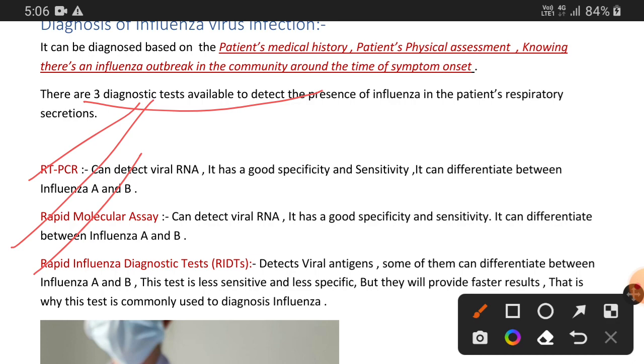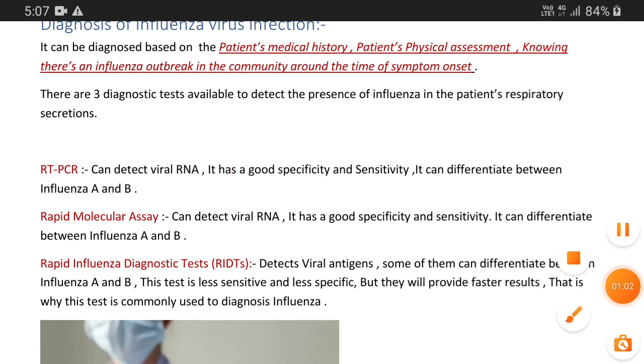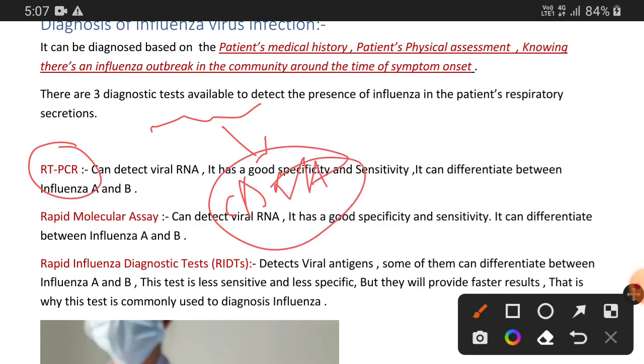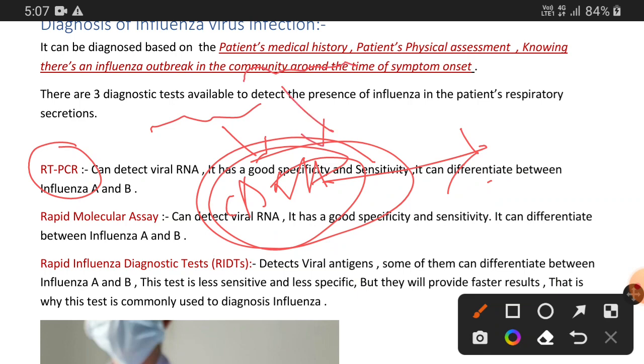One is RT-PCR, that is reverse transcriptase PCR, which can detect the viral RNA. It has good specificity and sensitivity, and it can differentiate between influenza A and B. Here, in RT-PCR, from the sample we isolate the RNA and then convert it into cDNA. Then a PCR process is performed on this cDNA, where the primers are specifically complementary to those cDNA, which will ultimately give you the viral RNA.